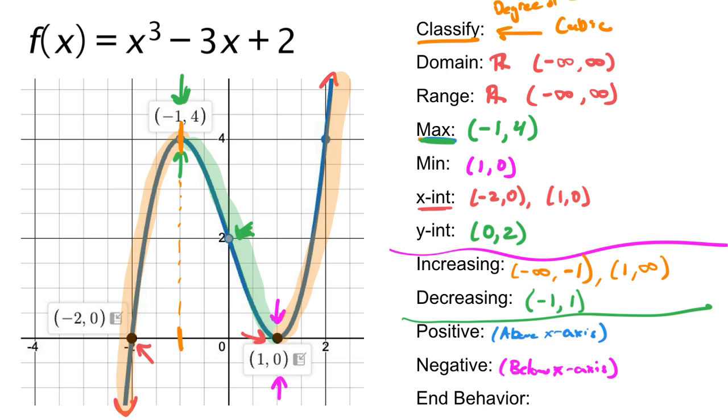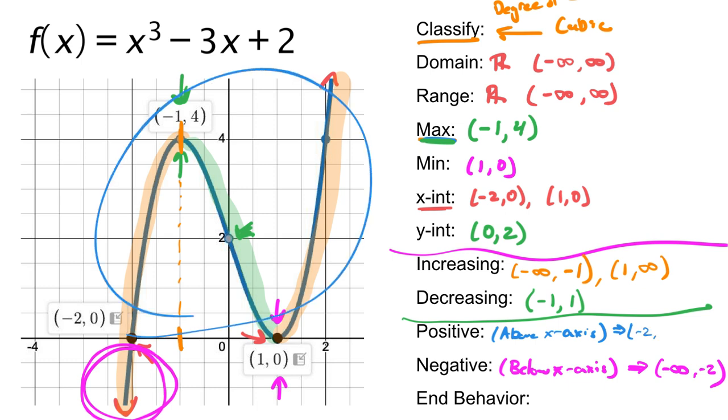So if I think about this, my curve is below the x-axis right here. From where to where? If I write that out in interval notation, from negative infinity to the x value of negative 2, my graph is below the x-axis. And then starting at negative 2, the rest of the graph up here is above the x-axis. So starting at the x value of negative 2 till forever, it's positive. So positive and negative is above and below the x-axis.